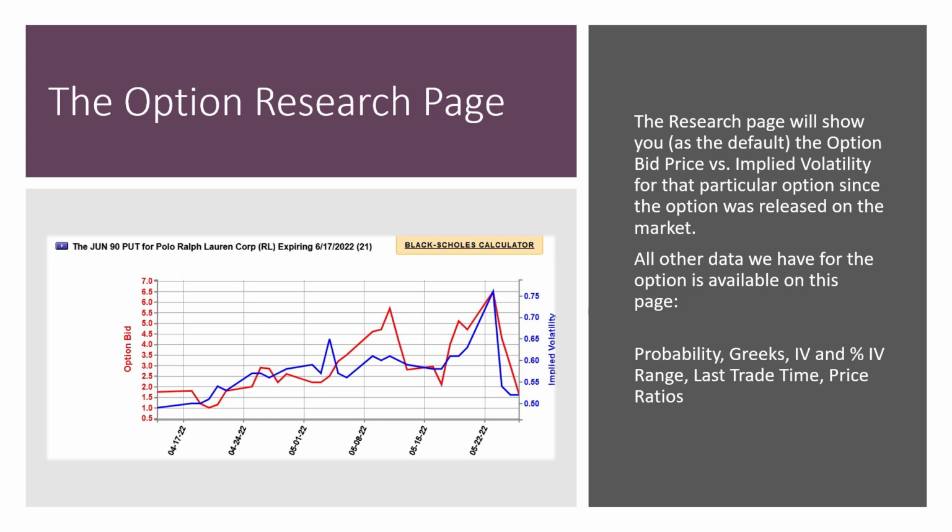The research page as a default gives us the total history of the option, with the option bid price compared against implied volatility. This is for that particular option since it was released on the market. All of the other data that we have for this option is also available on this page, where you can view probability, Greeks, percent IV range, last trade time, price ratios, and more.